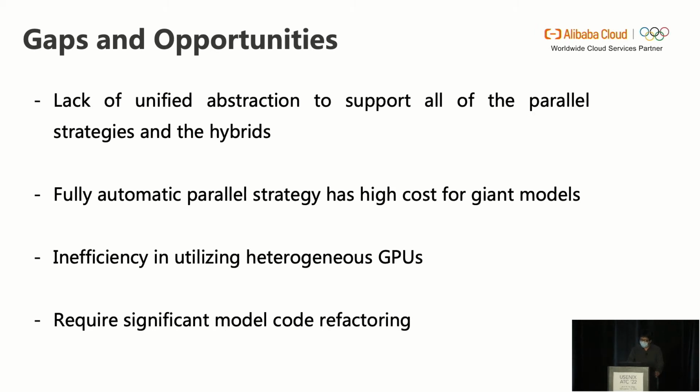We summarize the gap in giant model training using existing approaches. Firstly, the framework lacks a unified abstraction to support all of the parallel strategies and the hybrids. Secondly, for the automatic parallel strategies, searching is time-consuming for giant models. The third is inefficient when training with heterogeneous GPUs. Model developers can hardly consider all resource issues when programming. Finally, current approach couples model code to the specific model parallel strategies, which requires significant code refactoring when applying the strategy to a new model or switching between the parallel strategies.